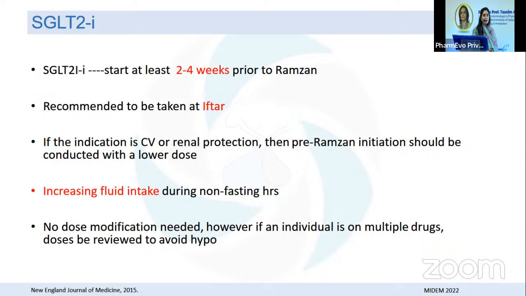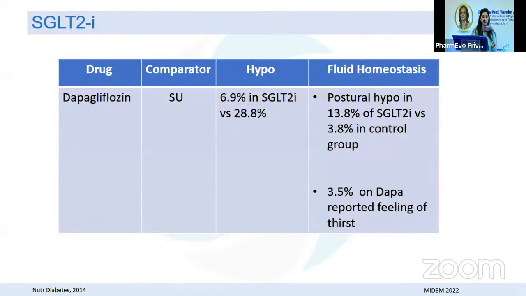There are a few trials with dapagliflozin, and it was seen that hypoglycemia was reported in only 6.9% in the arm having SGLT2 inhibitors. Postural drop was seen in 13.8% versus 3.8% in the control group. So it is important to maintain fluid homeostasis very well while the patient is taking SGLT2 inhibitors.